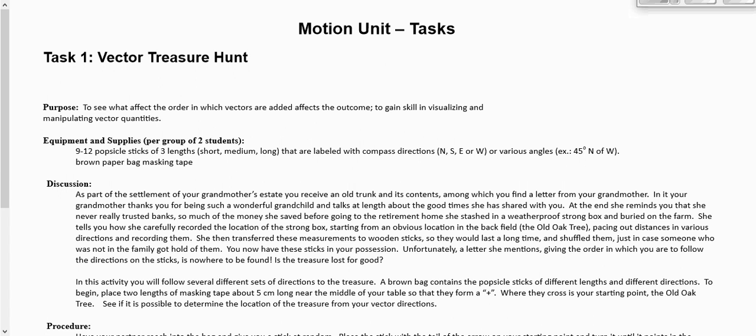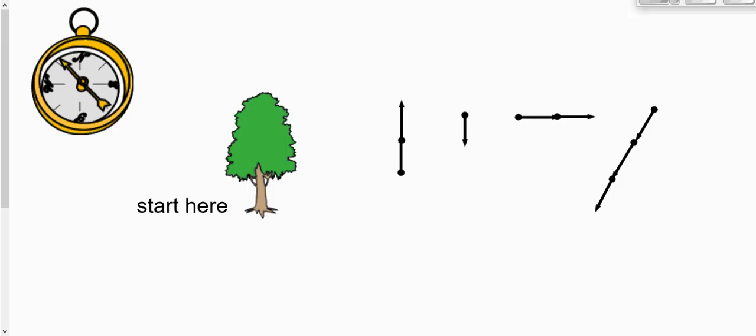What I want to do is then, once you have a bunch of different lengths, I want you guys to take a look at the discussion here where they're talking about your grandmother hiding her treasure. And she has all of these different lengths beside an oak tree. And what you have to do is see if you can figure out whether or not it matters which order you put the sticks in. So I'll get you to take a big piece of paper and draw a tree on that piece of paper, or put an X. That'll be your starting point. You'll then have a variety of different sticks of different lengths.